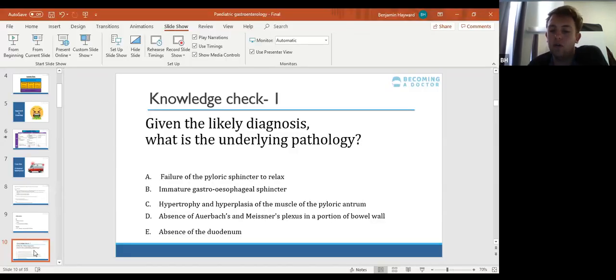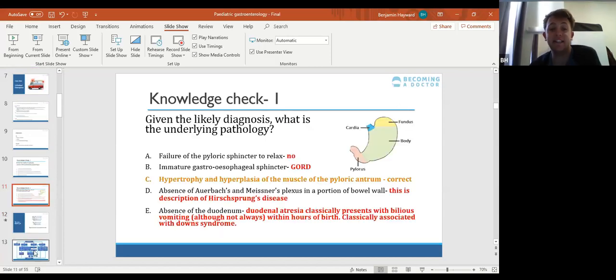So, correct answer is C. So this is classic pyloric stenosis. Pyloric stenosis normally presents at about 6 to 8 weeks, and it's due to hypertrophy of this area of the stomach, the pyloric antrum. It's not the pyloric sphincter, which is over here, it's the pyloric antrum. And what it means is that none of the stomach contents can get out of the stomach. They all build up in the stomach, and they're forcefully ejected from the stomach, causing projectile vomiting.